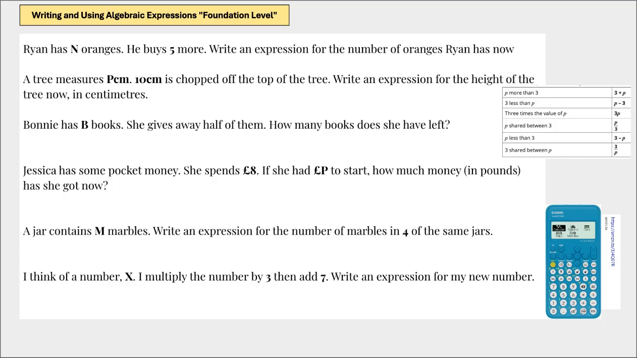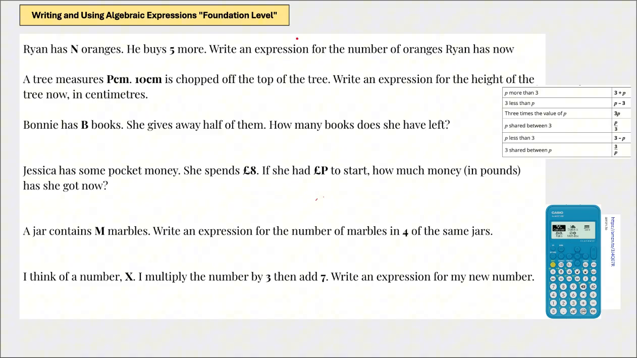So when we say algebraic expressions, it just means you've got a bunch of numbers and letters and they all mean different things. For example, the first question: Ryan has n oranges. That just means we don't know how many he's got, it's just n. He has n oranges. He buys 5 more. So he's bought 5 more of the n oranges. And it's asking us to write an expression for the number of oranges Ryan has now.